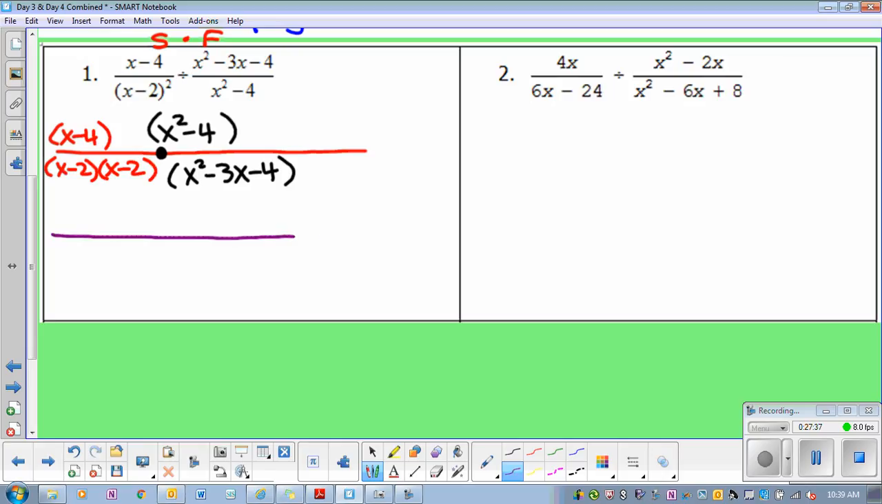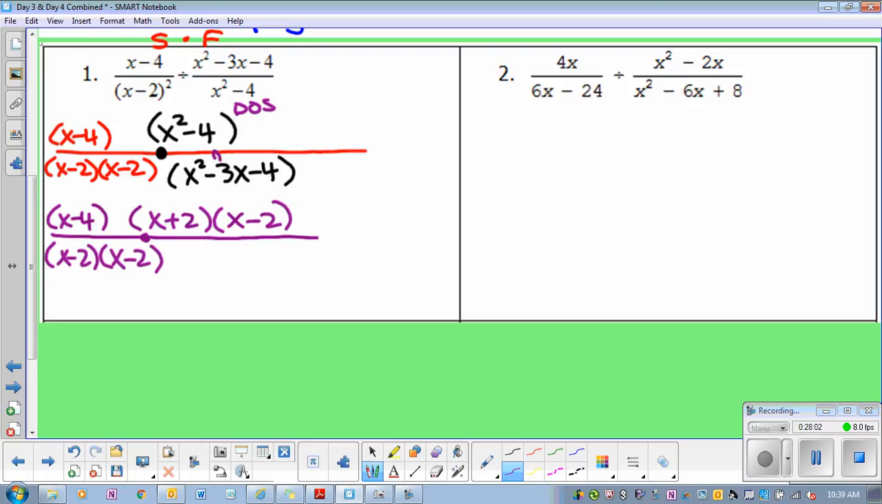So I should probably write a little bit smaller next time. There we go. x minus 4 on the bottom, x minus 2 times x minus 2. x squared minus 4, isn't that a DOTS? So we have x plus 2, x minus 2. Right? I mean, I could put the times here, but it doesn't really matter, right? It's all just multiplying anyway.